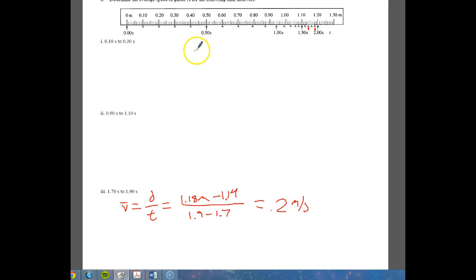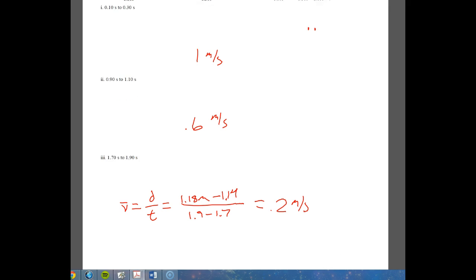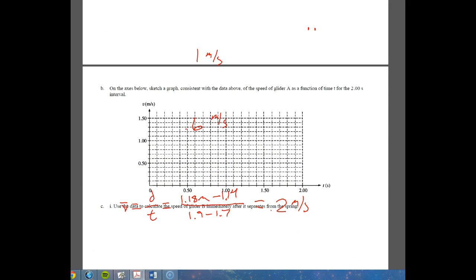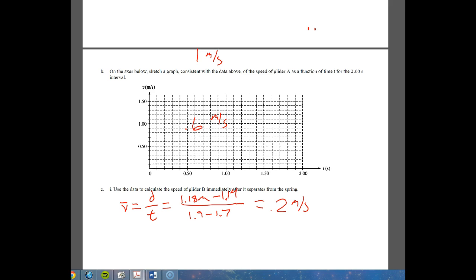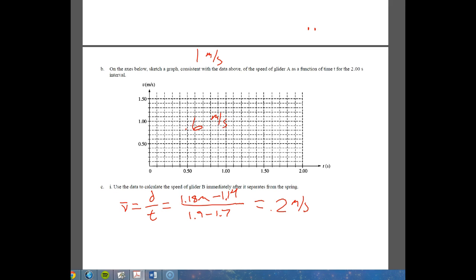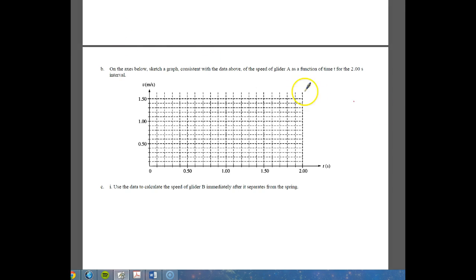So now we have all of our speeds. We had 1, we had 0.6, and we have 0.2. These are actually speeds, not times. So 1 meter per second, 0.6 meters per second, and 0.2 meters per second. At this point, on the next page, they want us to use those values, and it says sketch a graph consistent with the data above for the speed of the glider as a function of time t for the 2-second interval. Let's go ahead and draw this.